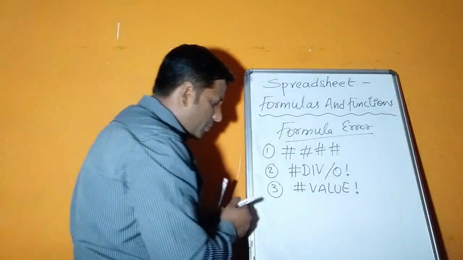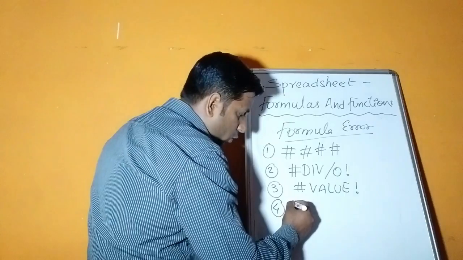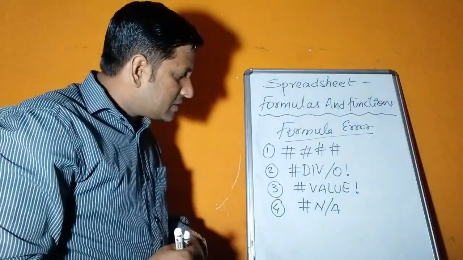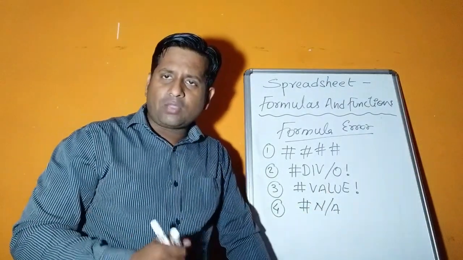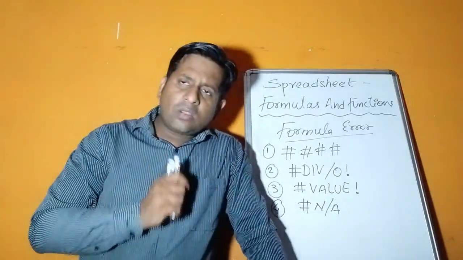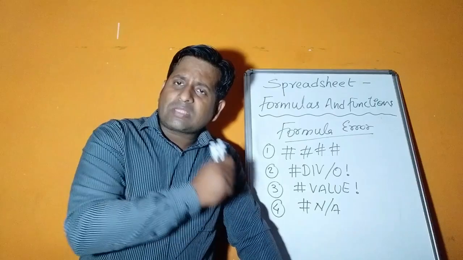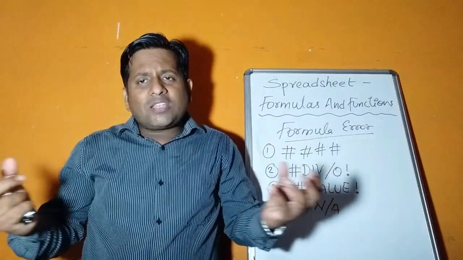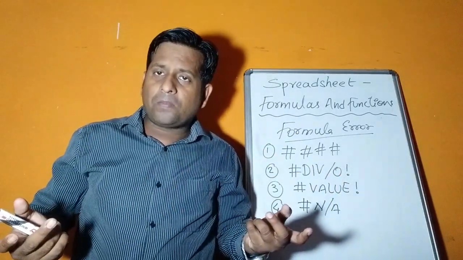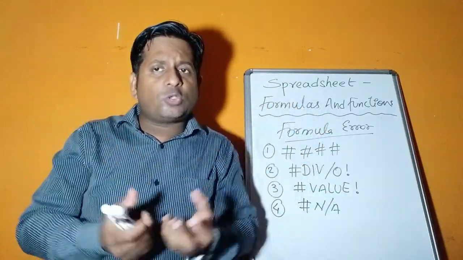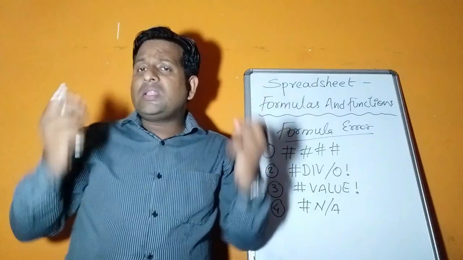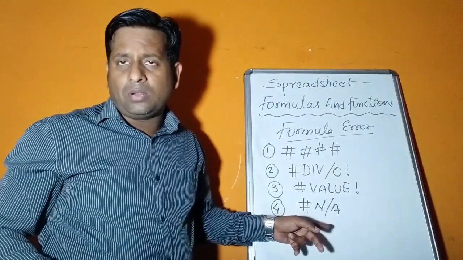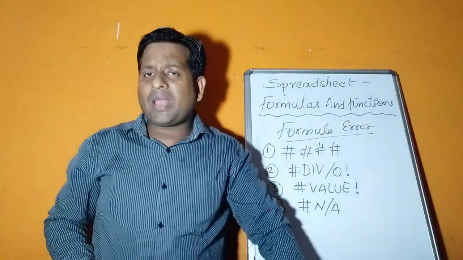Now one more we have, point number 4: #N/A, which is short for not applicable. This message appears when you type a formula and the data is not available. You want to add two numbers, or you are trying to operate on two numbers, but the numbers are not there. In such a case the message that appears is #N/A, meaning that particular data is not available at all.